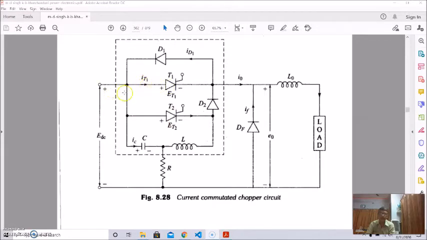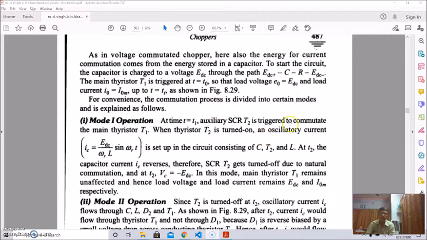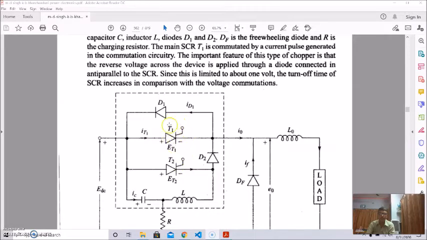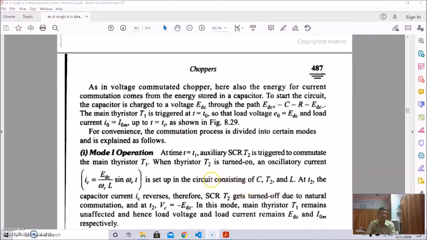T2 is triggered to commutate the main thyristor T1. Basically it is used to turn off thyristor T1, and it is the main component of the commutating circuit. When the auxiliary thyristor T2 is turned on, an oscillatory current, the charging current IC equal to EDC by omega L sine omega t, is set up in the circuit consisting of C, T2 and L.